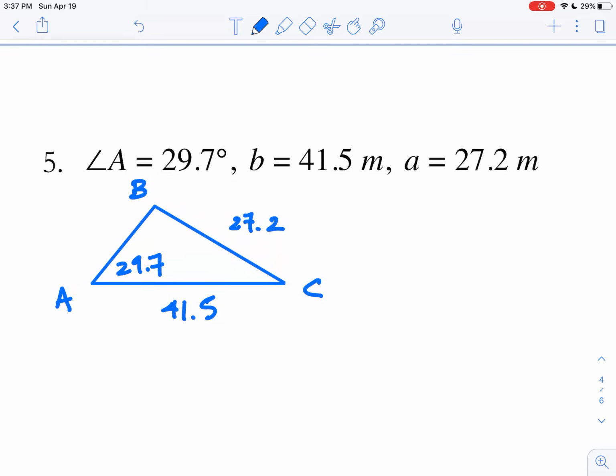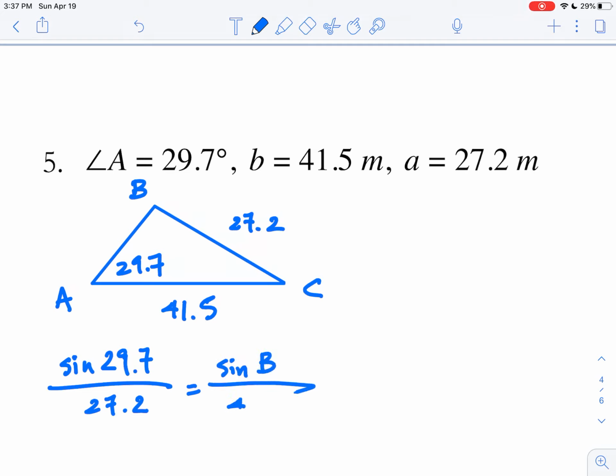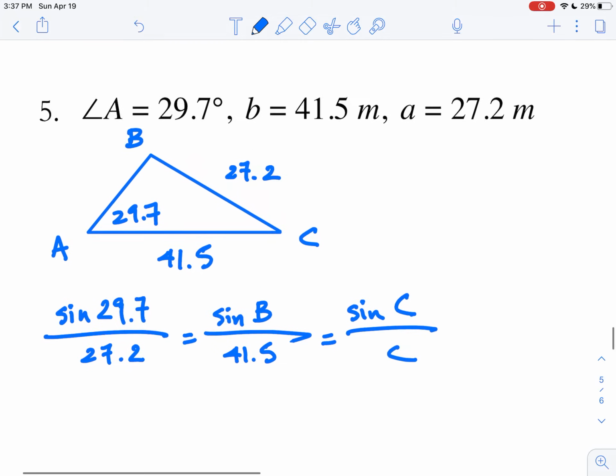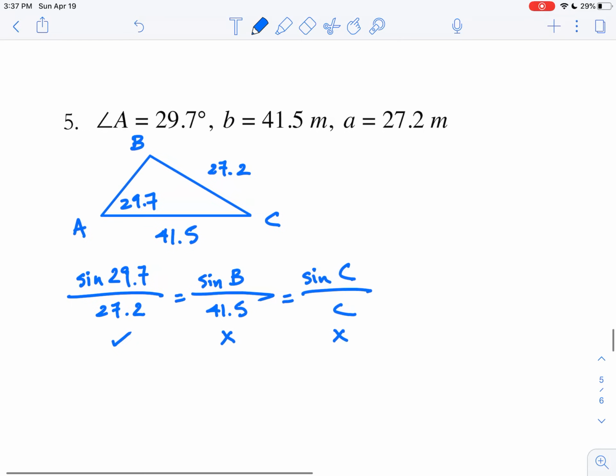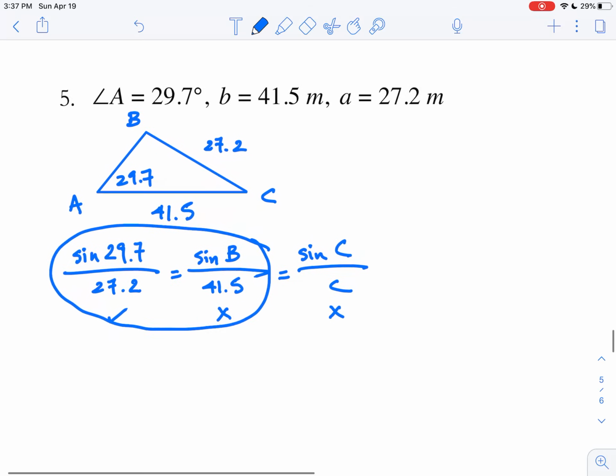Do I have enough information for law of sines? So sine of 29.7 over 27.2 equals sine of b over 41.5, which equals sine of c over little c. So I've got one full pair, almost a full pair, definitely not a full pair. So I could use law of sines here. If we use law of sines, let's see what we get. Let's start off here and find our b.